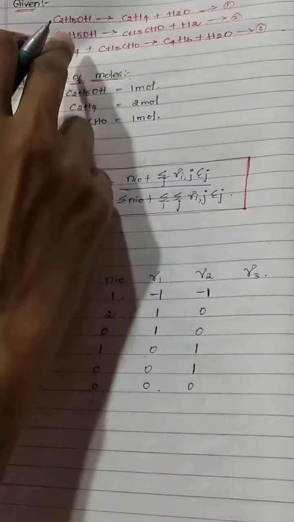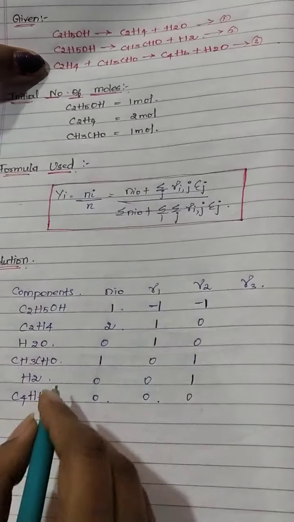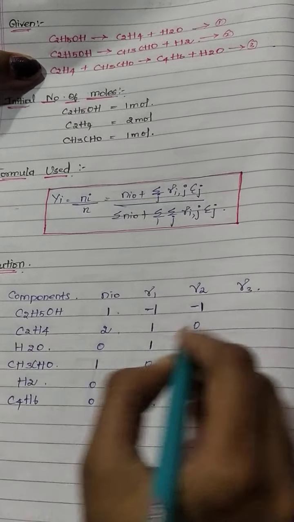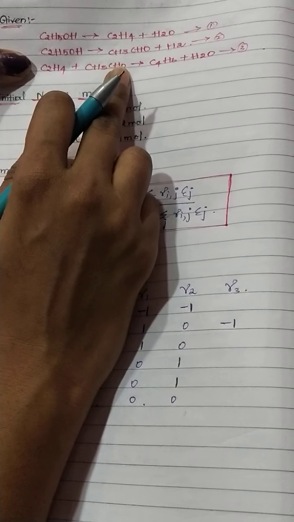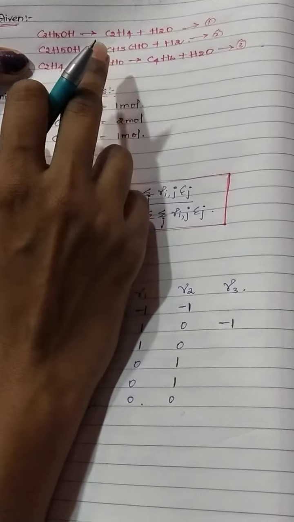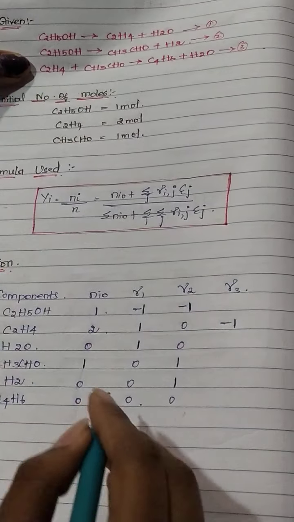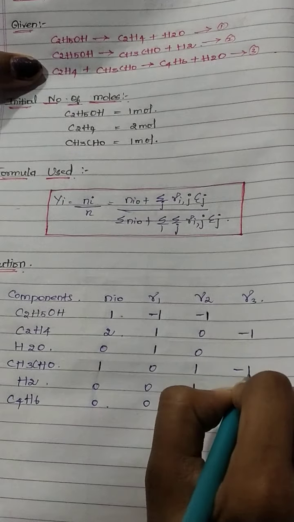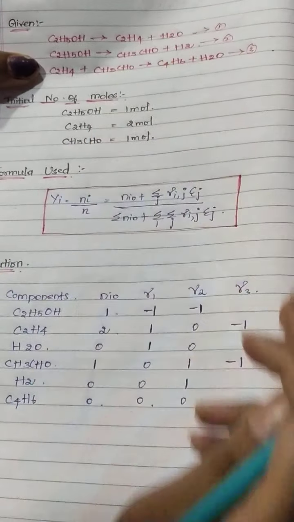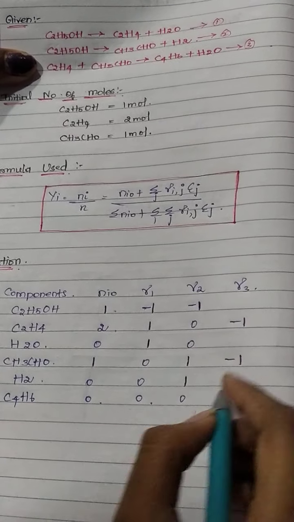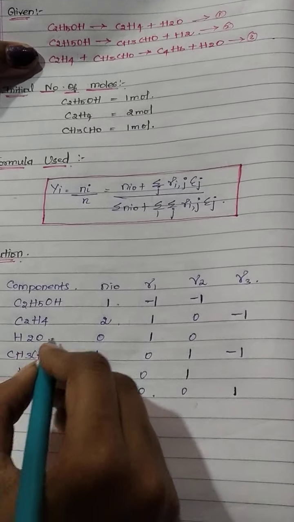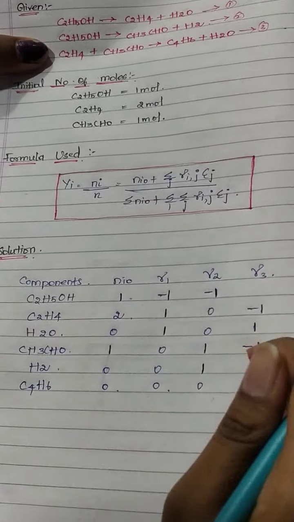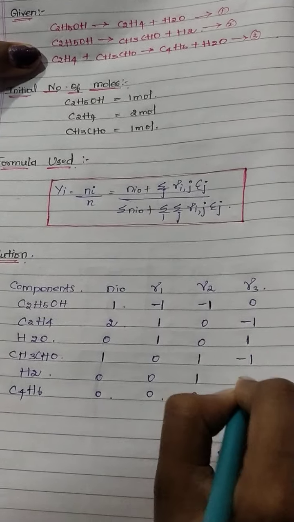So nu 3, it starts with C2H4. It is a product there. So sorry, it is a reactant there. So it is -1. CH3CHO, it is a reactant again. So it will be a negative value. Coefficient is 1. So -1. C4H6, it is a product. So its coefficient is 1. So +1. H2O is a product. Coefficient is 1. So +1. So the remaining 2 terms will be 0.